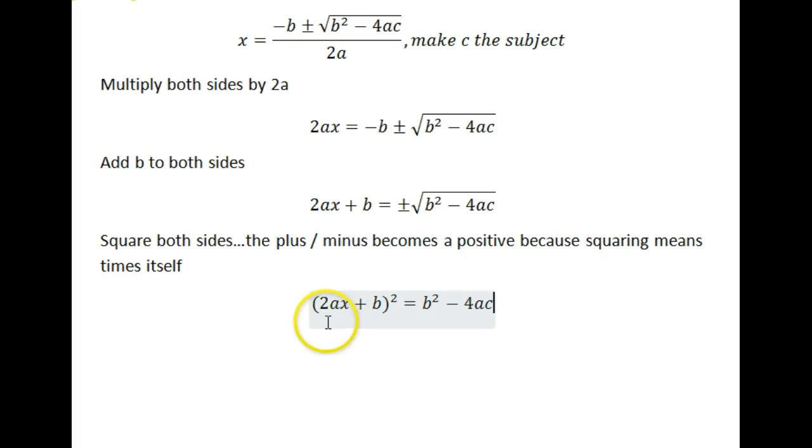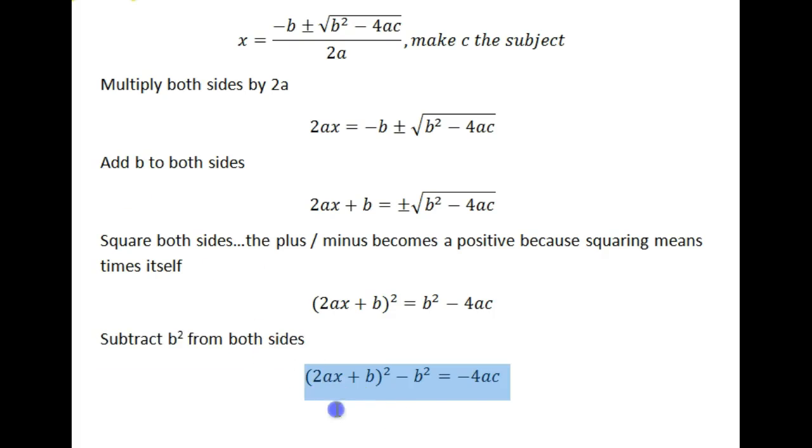So we have 2ax plus b in brackets all squared equals b squared minus 4ac. Now this bit b squared is still in the way. We have to get minus 4ac by itself. So we're going to take away b squared from both sides. And we end up with 2ax plus b all squared minus b squared equals negative 4ac.